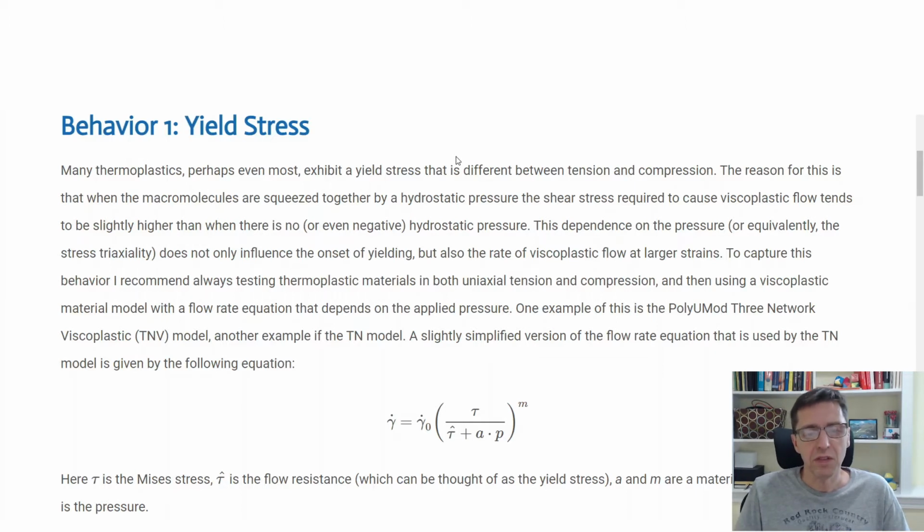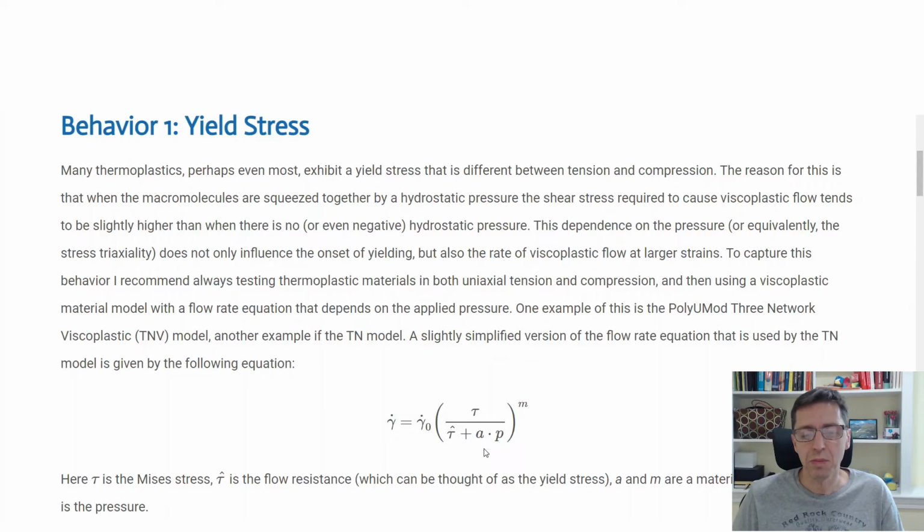The way you simulate this in finite element simulations is typically to use the equation shown at the bottom here. This is the scalar equation that tells you how the rate of viscoplastic flow is driven by, in this case, the shear stress tau. Tau is a Mises type shear stress, and that is typically the main driver for why a material will start the viscoplastic flow. But the stress triaxiality influences this, so that if you have a hydrostatic pressure on your material that compresses the molecules in it, then it usually takes slightly more shear stress to initiate the viscoplastic flow. That is the main way in which stress triaxiality and pressure influence the viscoplastic flow of thermoplastics.